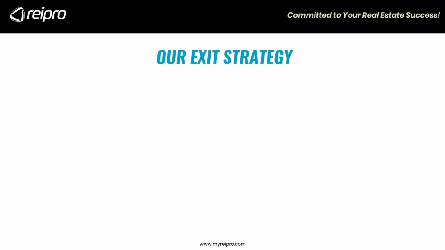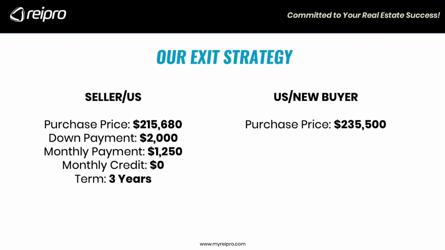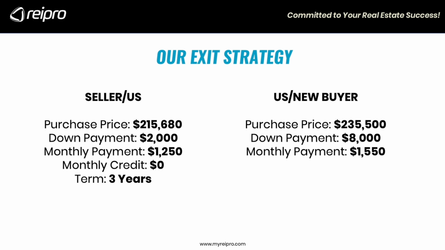So with them deciding on the lease option offer, what is our exit strategy? If we look at the seller and us, I'm just going to throw down the terms of that particular agreement. What we're going to do is lease option this back out to a new buyer. So we're going to set that new purchase price at $235,000. Now, keep in mind that is less than the tip-top shape. Down payment of $8,000, monthly payment at $1,550.